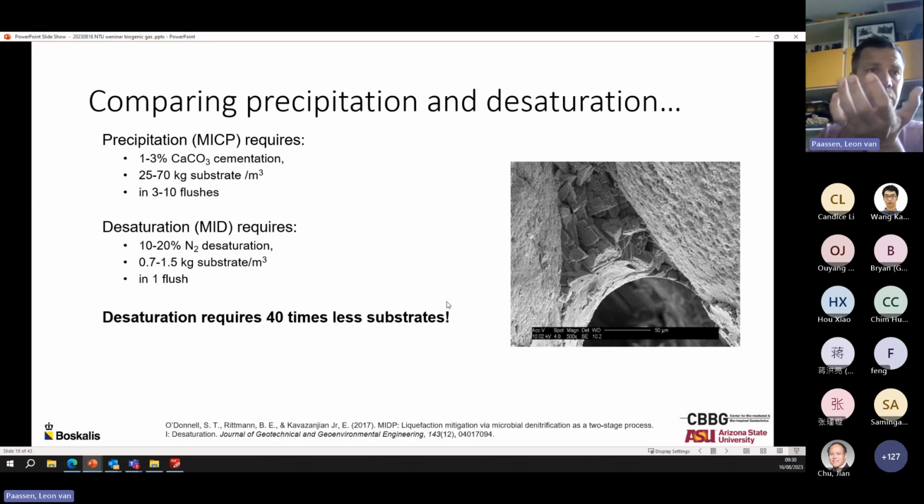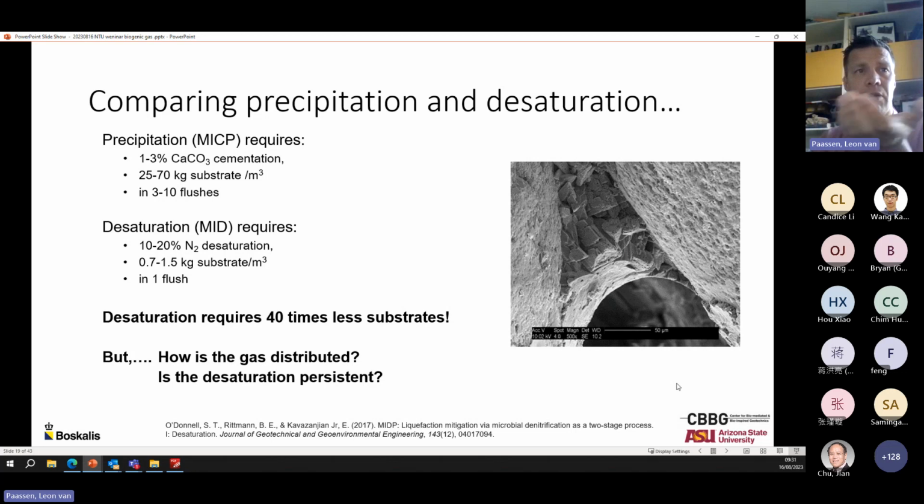And so this was the promising pitch for Edgar Zanjan and Sean O'Donnell to state, hey, this is a very promising process. So we can first focus on the desaturation and then move on to the precipitation if desaturation turns out to be not sufficiently persistent. But that brings in the question: how is the gas distributed and how persistent is this degree of saturation? So further research went into trying to identify how the gas is distributed and whether it is persistent or not.